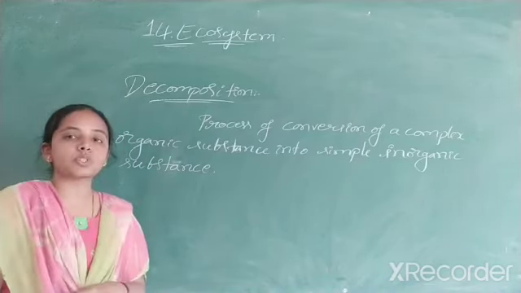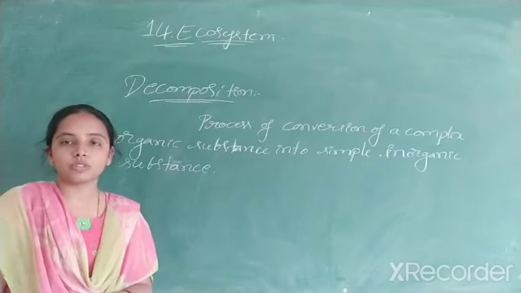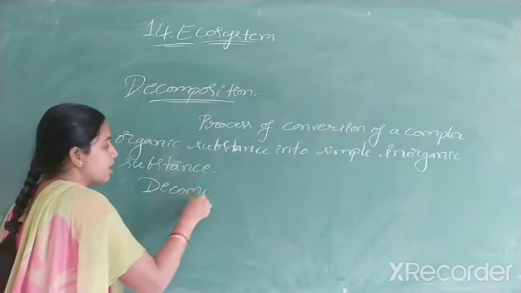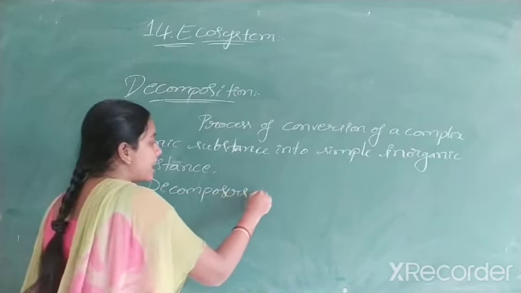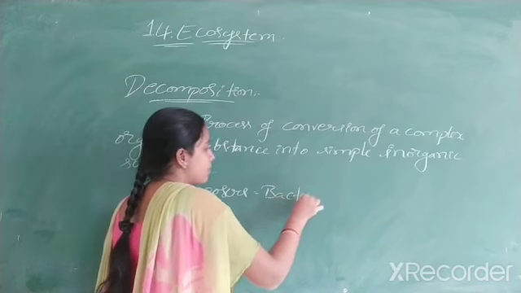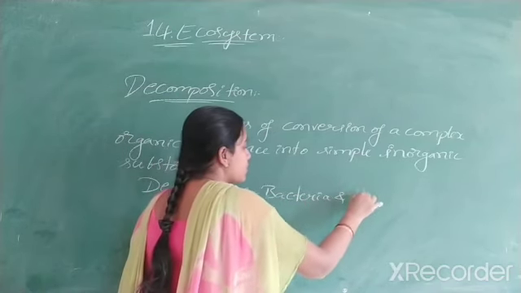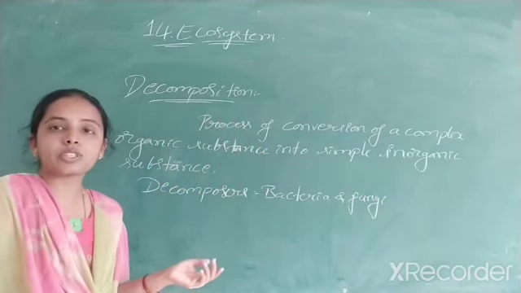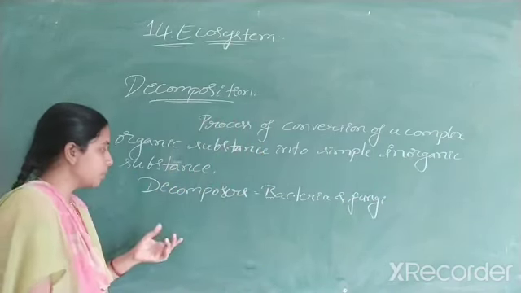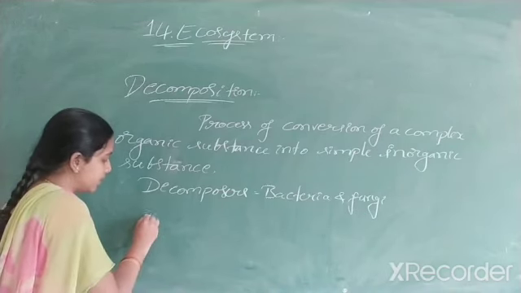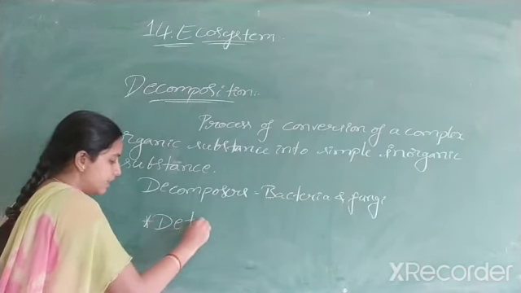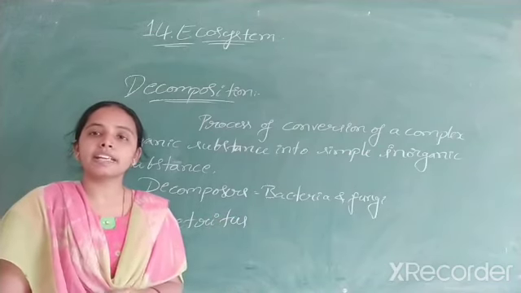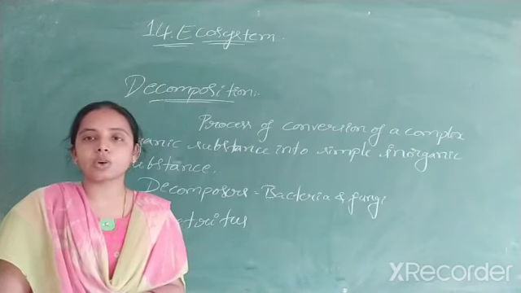So that is decomposition, but who does the decomposing? Decomposers. The decomposers are bacteria and fungi, which are also called saprophytes. Now a terminology comes in this: detritus. The dead remains of plants and animals are called detritus.